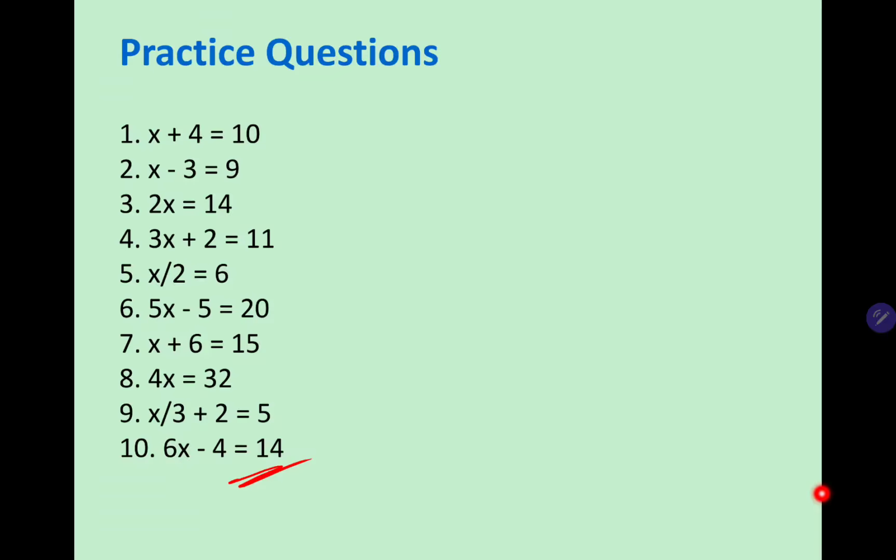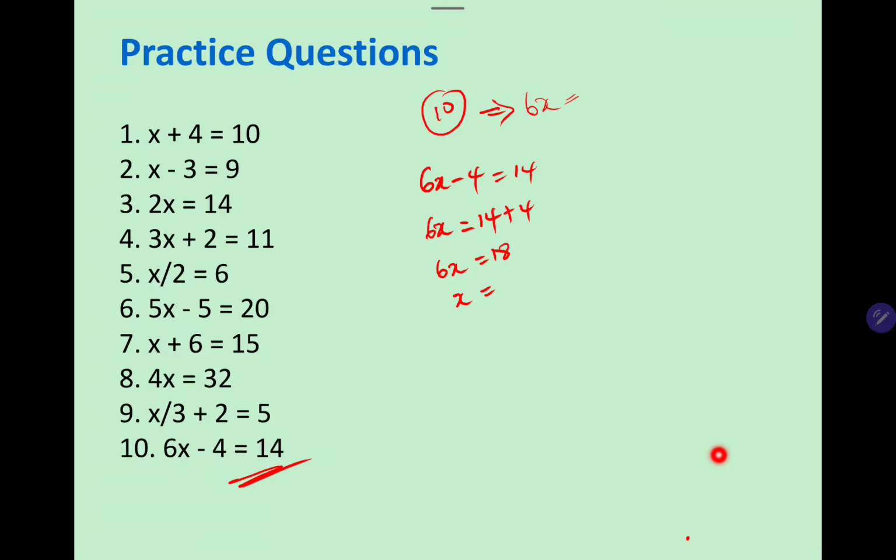So if we look at the number 10, which says 6x minus 4 is equal to 14. Make 6x the subject of the formula and take the matching terms. It will now be 6x is equal to 14 plus 4, and 6x is equal to 18, and x is equal to 18 divided by 6, which should be 3.